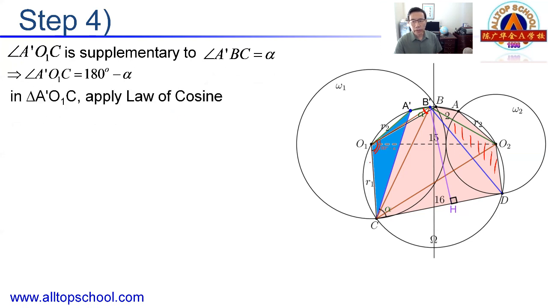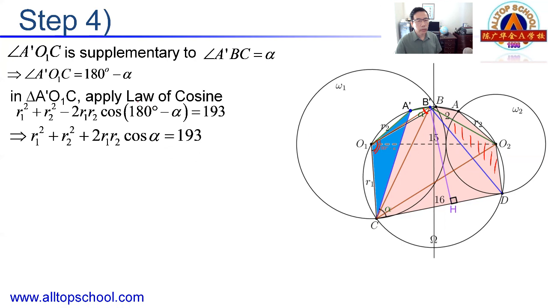And in this blue triangle, we apply the law of cosines: R1 squared plus R2 squared minus 2 R1 R2 cosine of 180 minus alpha. And then cosine of 180 degrees minus alpha is the same as negative cosine alpha. That's why this one changes to plus. But this value we already know is equal to 3/5. We plug in.